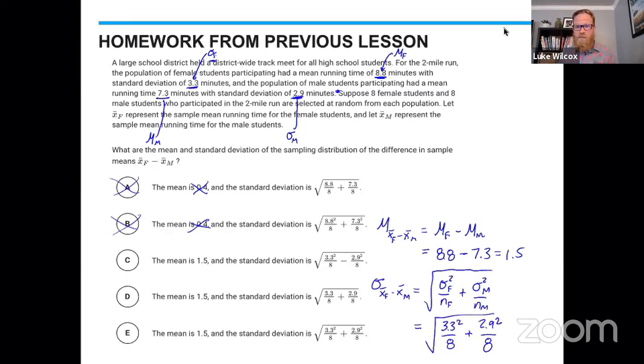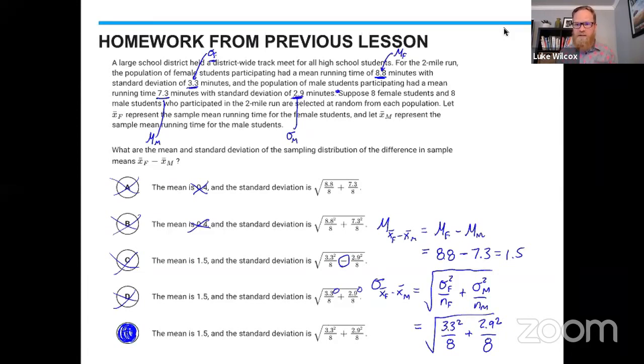And so when I look at those remaining three choices there, I see an issue right here in answer choice C. We would not subtract the variances. We know we need to add the variances. And the thing that I see missing here is I'm missing the squared in D. And it appears to me that answer choice E is going to be the correct answer. So hopefully you did okay on that homework problem.